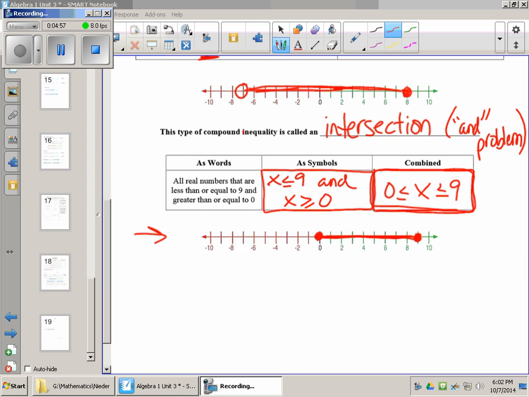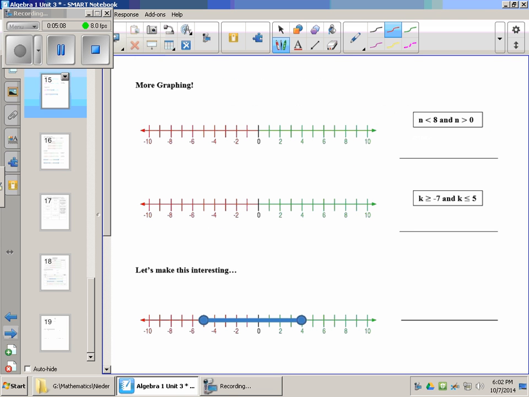Again, if you have questions, just ask the sub to hit pause, and you can ask each other questions, or maybe the sub can help you out as well. Okay? When you're ready, go on. Hit play. All right, so now we have some more here. I want you just to practice, okay? So let's go ahead and do these next two examples on your own. See if you can graph them and write them as a compound inequality on these lines right here. Okay, substitute, please hit pause.